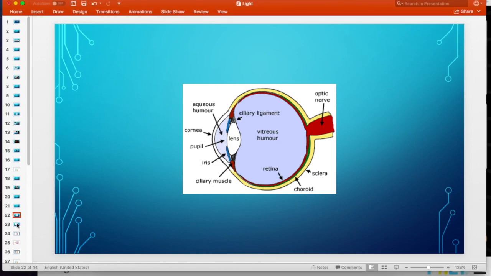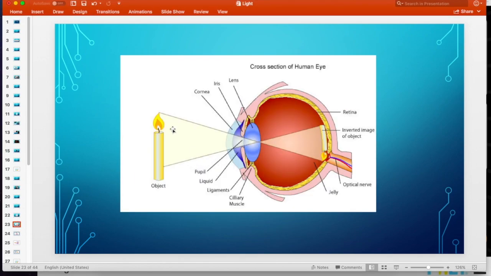Here's another picture that kind of shows you what I'm talking about. So here is an object. The light comes in, passes through the cornea, passes through the opening of the pupil, passes through the lens. The lens bends, refracts the light to focus it on the retina back here. And you can see the lens is attached to these muscles, which are capable of distorting it, of changing its shape so it can focus those light waves differently.